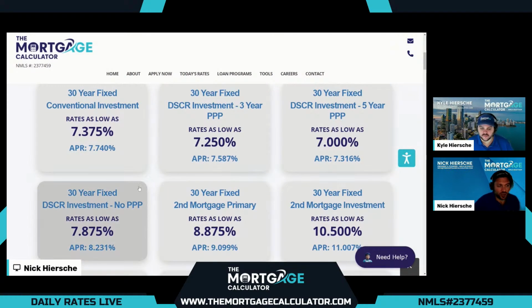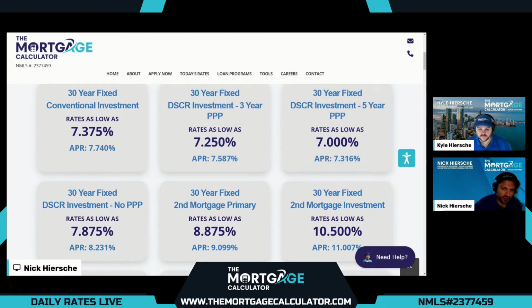Now moving on, there are options for no prepayment penalty for investors that don't want a prepayment penalty, just a little more expensive. Rates come in at 7.875 with no prepayment penalty, final APR 8.231. So that's a little bit more expensive than conventional. It's still a great option. Definitely recommend the investors check out our prepayment penalty options to sweeten the rate there.